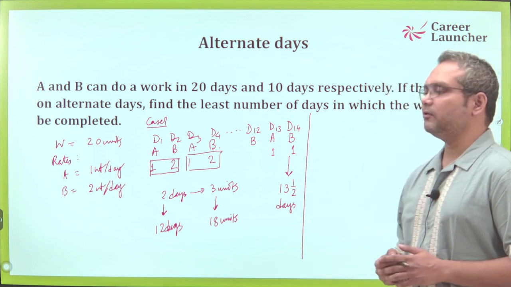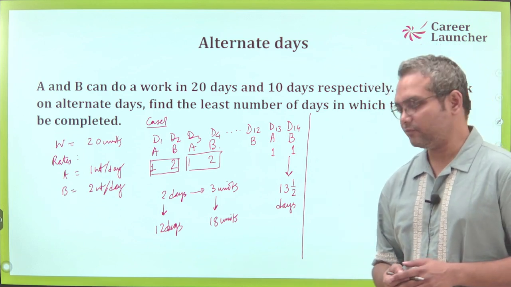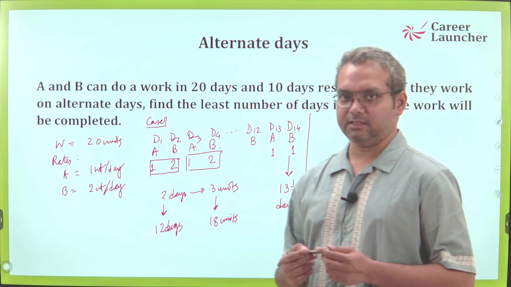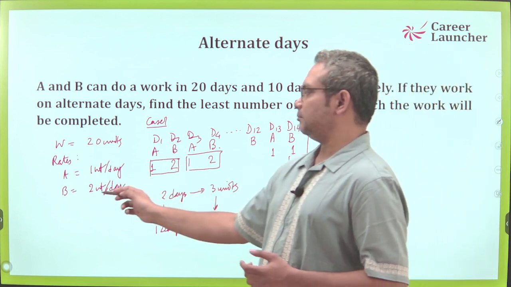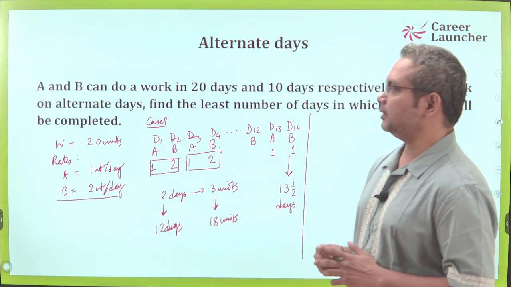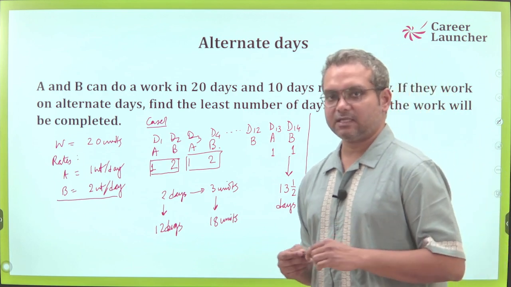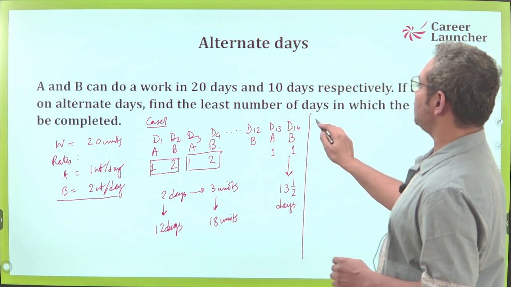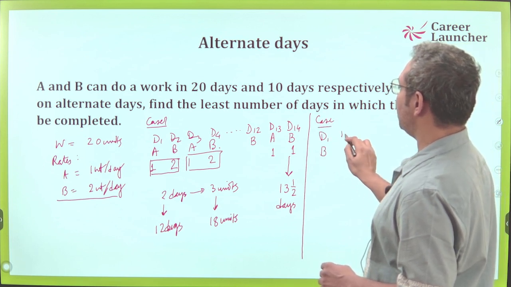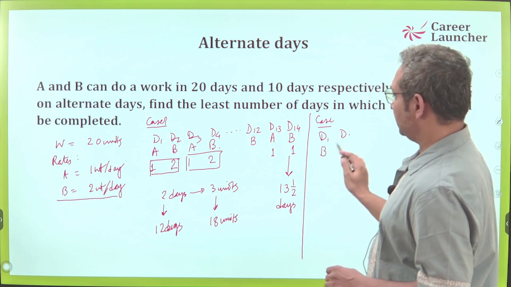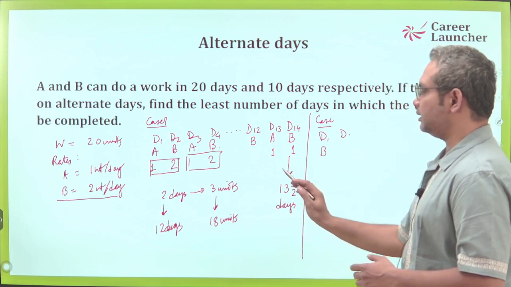So this is how you have to think of questions when you have alternate days involved. Now obviously since the rates were 1 and 2 and B is the faster guy, to complete the job faster we should start with the faster guy, right. So if I do case 2 with day 1 being B, this should come out to be finished earlier than 13 and a half, okay. So let us check.